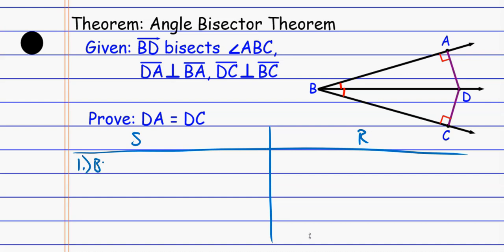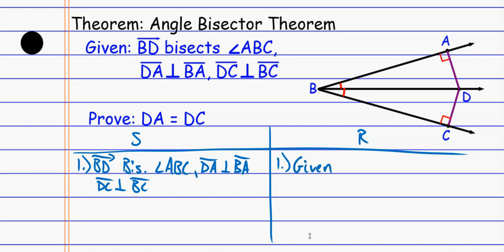So let's start with what we know. We know that BD bisects angle ABC. And we also know that DA is perpendicular to BA. We know that DC is perpendicular to BC. And again, I need those to be perpendicular just so that I can show that I'm measuring a distance here. And that was given. Now from here, I just have to maybe label some of these things. I'll call this angle 1 and angle 2, and maybe 3 and 4 over here.